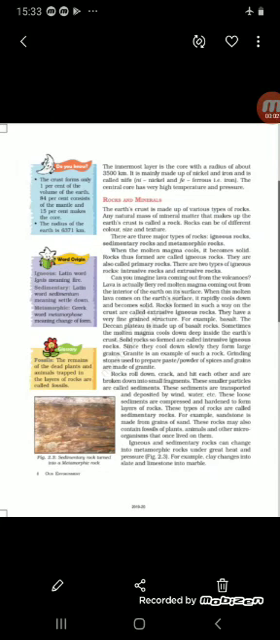Hello, my dear children. Since yesterday, we have started studying about the interior of the earth in the second chapter of your social science book of NCERT class 7. We learned about earth's crust, mantle, core, rocks and minerals, isn't it?